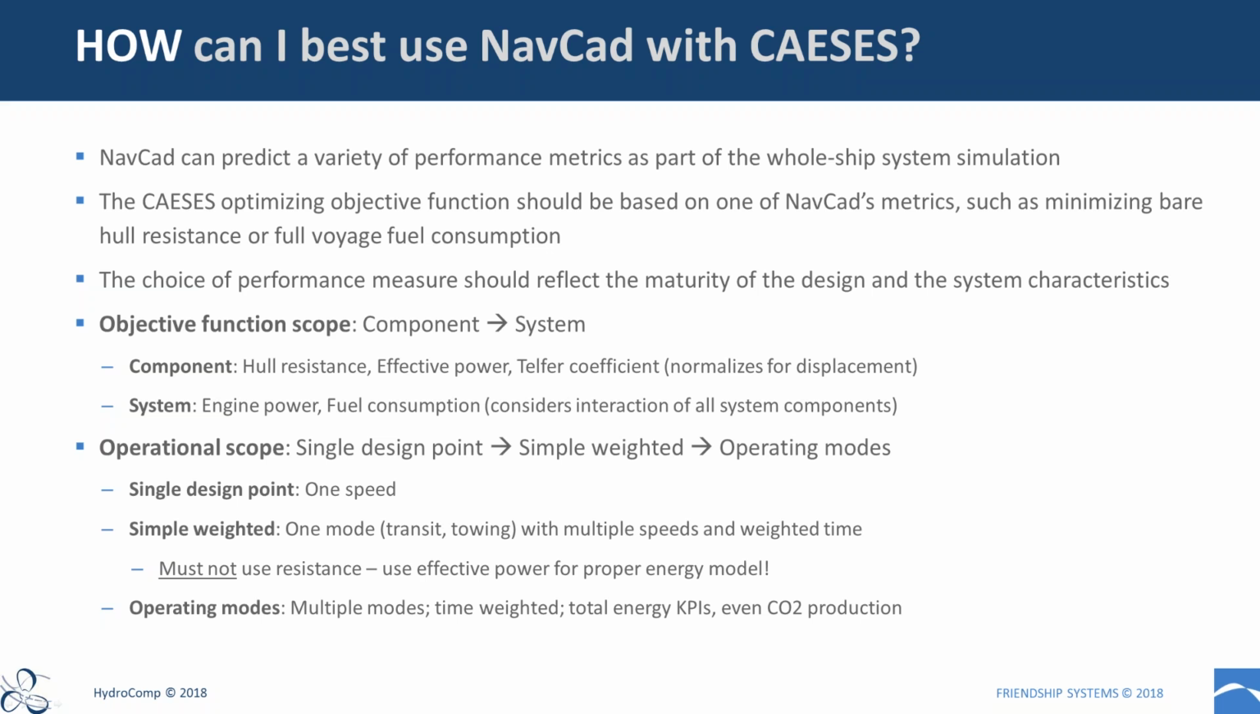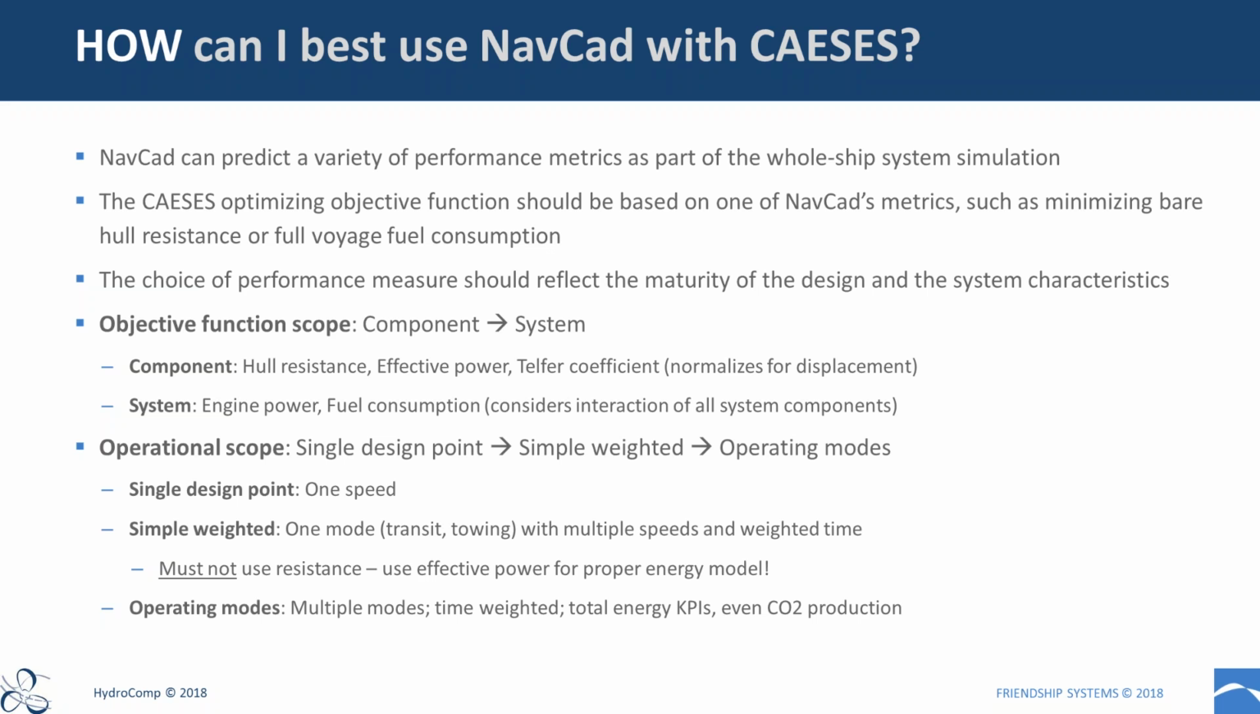Now, the operational scope that you might want to consider when setting up your session between NavCad and CAESES is, do I want to look at a single design point, which is the example here, a simple weighted function, or perhaps a full operating modes analysis like I described earlier? Now, a single design point just is one speed. Now, we have a vehicle that has a principal speed as its mission. So a single design point is sufficient at that point.